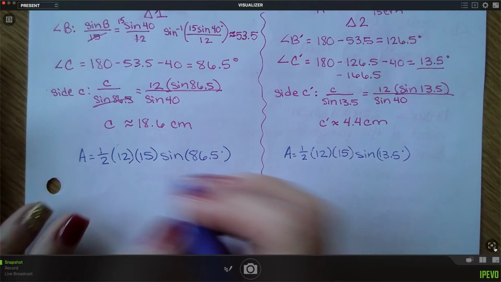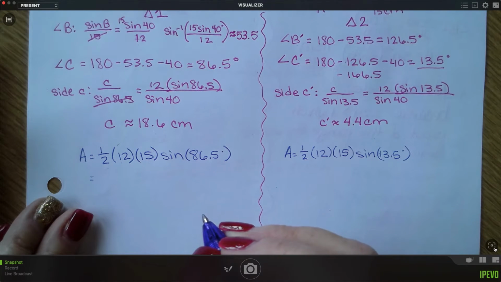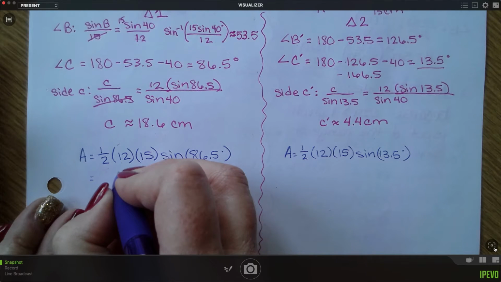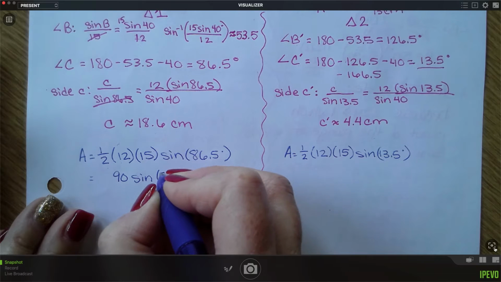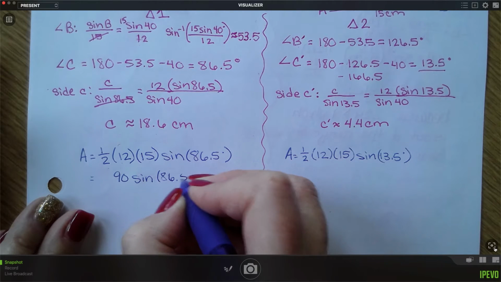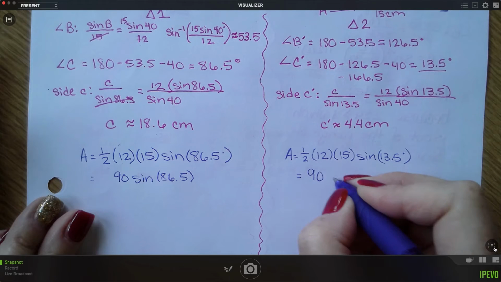Okay, so then 1/2 is 6. 6 times 15 is 90, right? Sine of... wait, we're doing the same thing on both sides, pretty much, except for what? The sine of the angle, right?